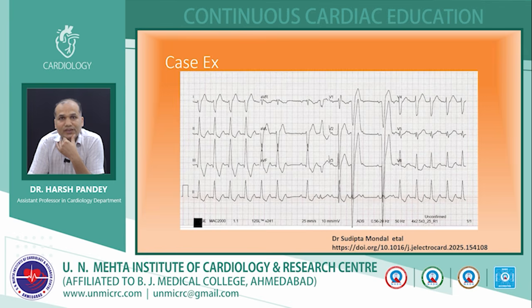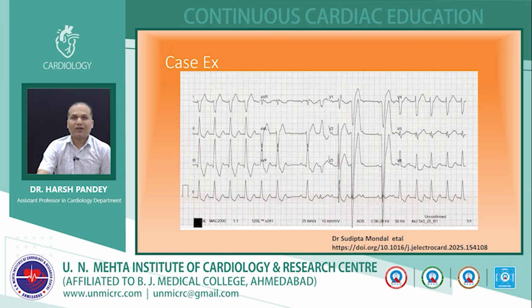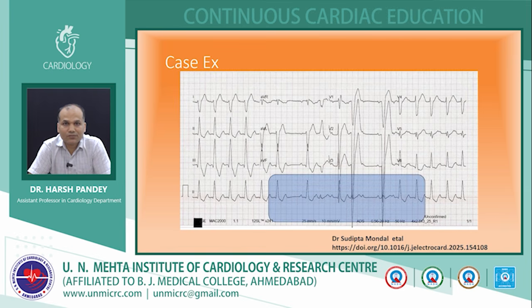So this is one of the examples. This case report by Sudhita Mondal et al. What they have found here, you can see the patient is having right bundle branch block intermittently and right axis deviation, and intermittently they have a left bundle branch block. Intermittently some P waves are being conducted, some P waves are being blocked. So we'll study this particular rhythm strip in the ladder diagram.